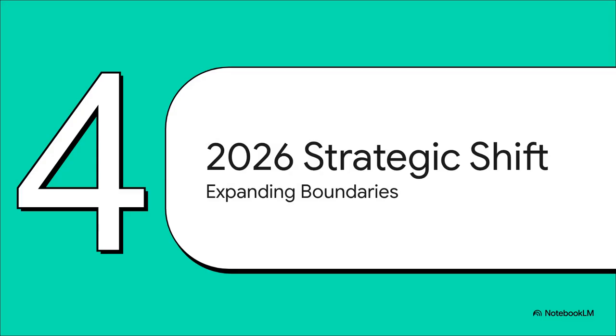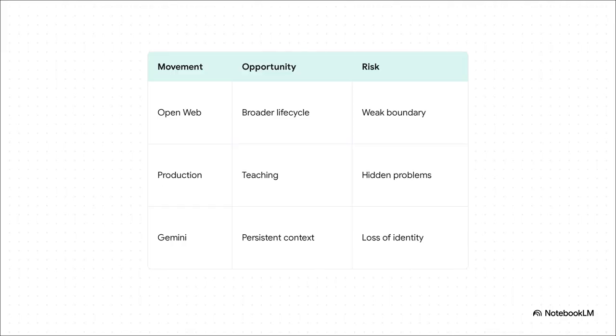Which brings us to Section 4, the 2026 strategic shift. So there is a massive strategic tension happening with this product right now. On one hand, adding open web discovery supports the broader research lifecycle, letting you pull in fresh data. But the existential risk there is that machine-selected evidence weakens the clear boundary of user-selected evidence that makes the tool trustworthy to begin with. Evolving into a deeper production system creates amazing environments for publishing, sure, but highly polished AI outputs can easily camouflage unresolved methodology issues underneath.